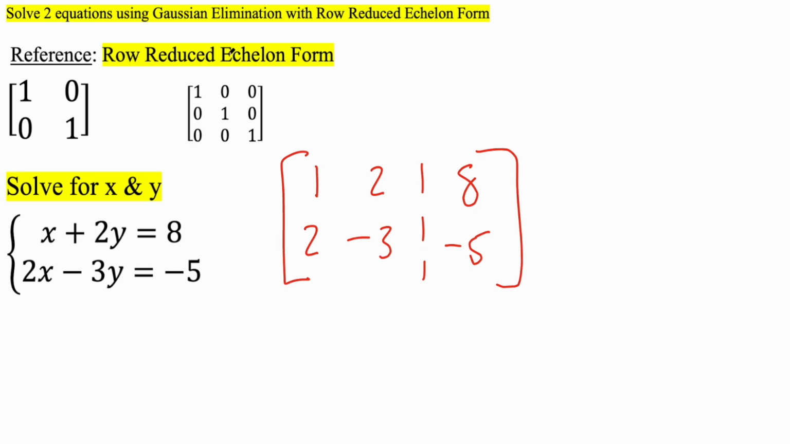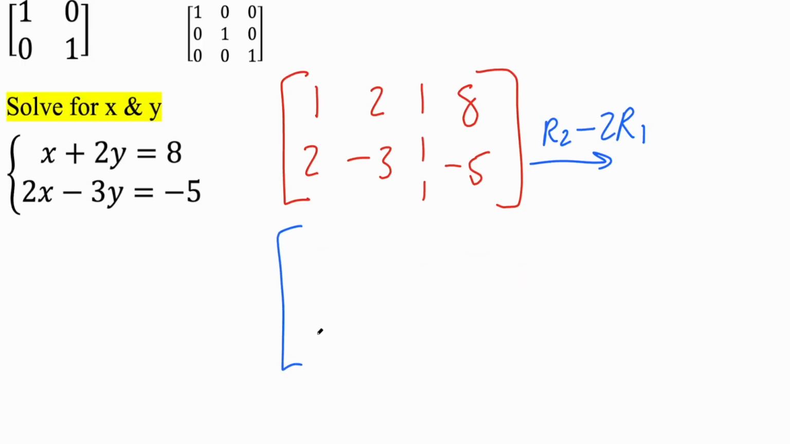Now, we're using Gaussian elimination, so we need to modify this matrix in order to get 1, 1, 0, 0. And so we're using row operations. For example, I want this to be 0. So what I could do is take row 2 minus 2 times row 1. In doing this, this is what we will get. The first row didn't change, so we have 1, 2, dash, dash, dash, 8.